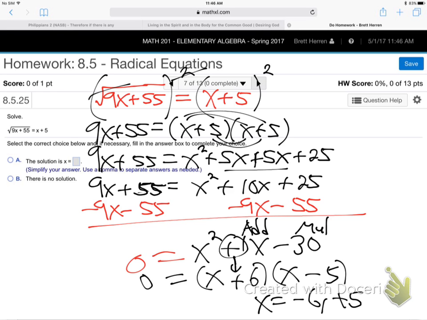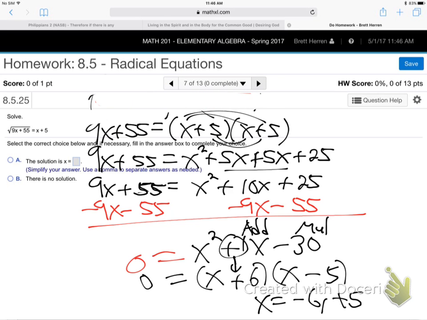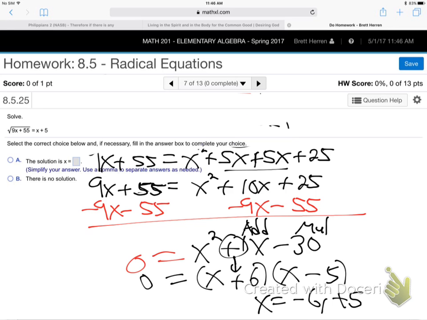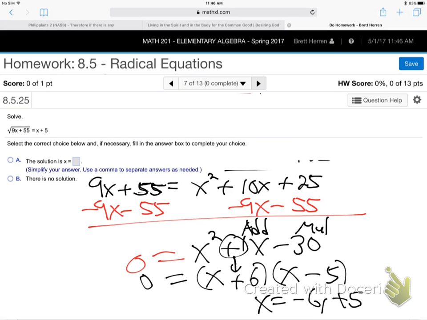Now we have to check. We have to do two separate checks, one for each of those, to see which one's a keeper and which one's a throwaway. Questions I can answer before I erase some of that top stuff? Throw away the negatives. Is that good? All right. Let me erase some of that top stuff now. I'm going to check up here.